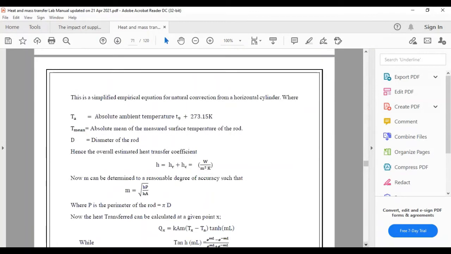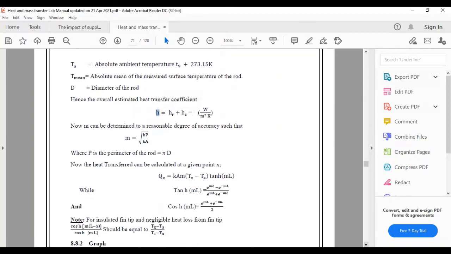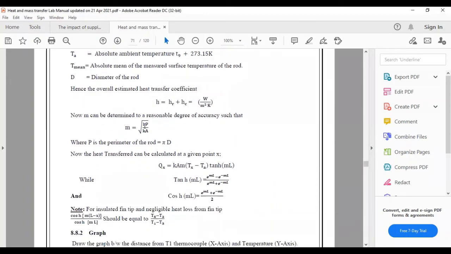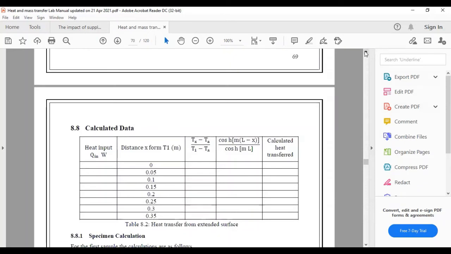So now we will use both the values here, and we will get their combined value of H. This will be a constant value for one set of reading. Now we will use this value of H in this formula. All other constants are already known, so we will take their square root and we will get this value of M. Now we will use this value of M in this formula again in this table, and now we have got the M value.